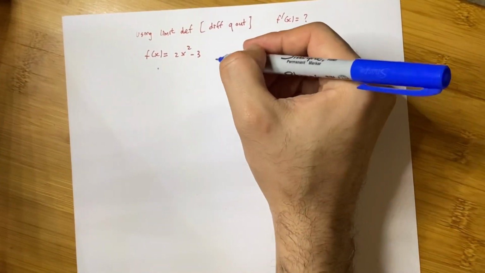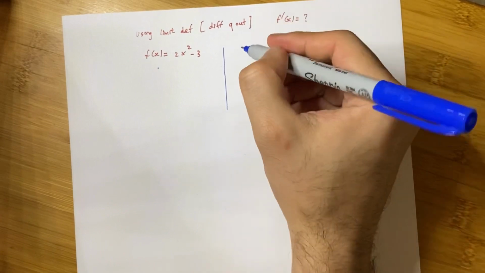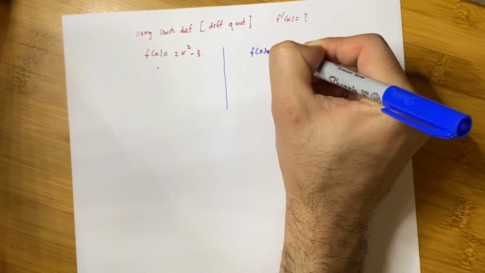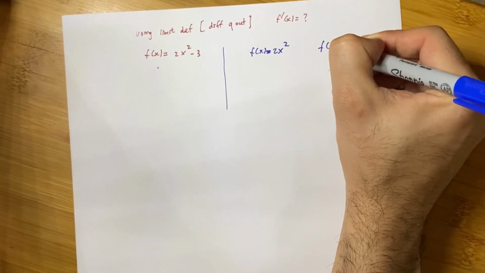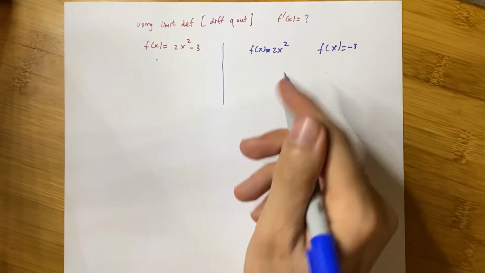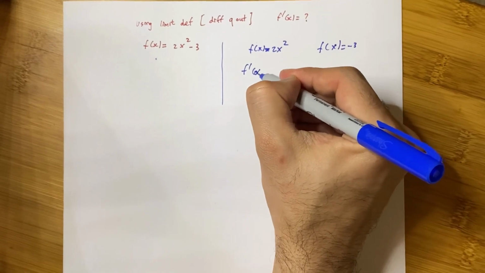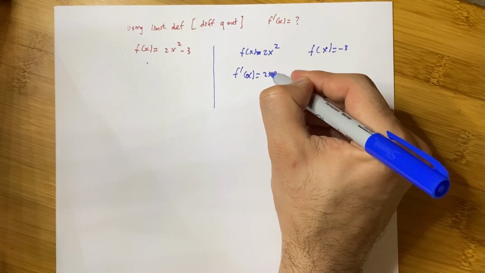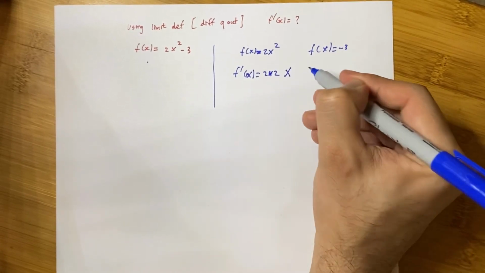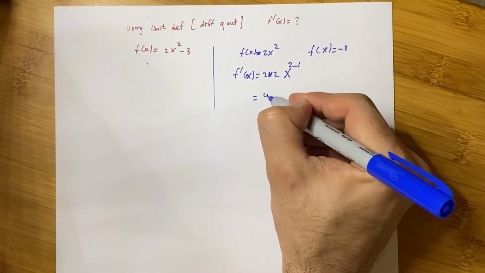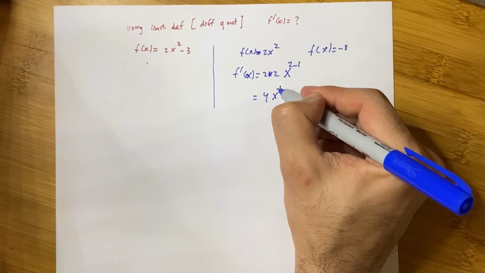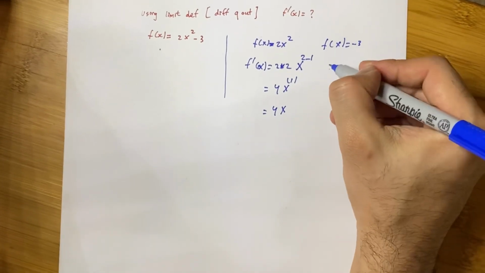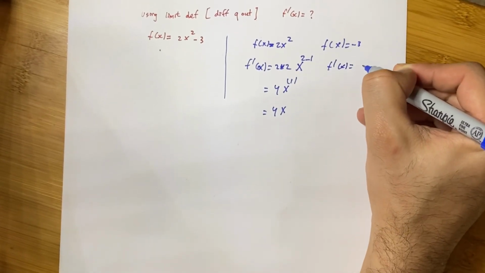So we know that f of x is 2x squared, and the other term is minus 3. The derivative will be here 2 multiplied by 2, and then x to the 2 minus 1, which is 4x to the 1, which is 4x. Here the derivative will be 0.